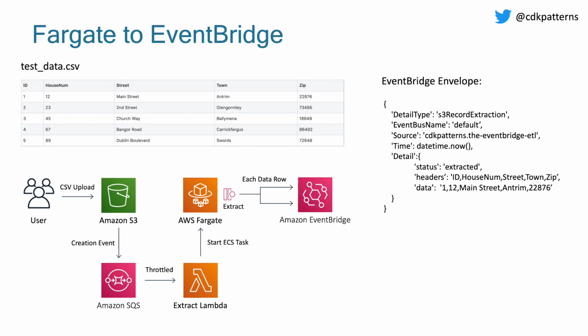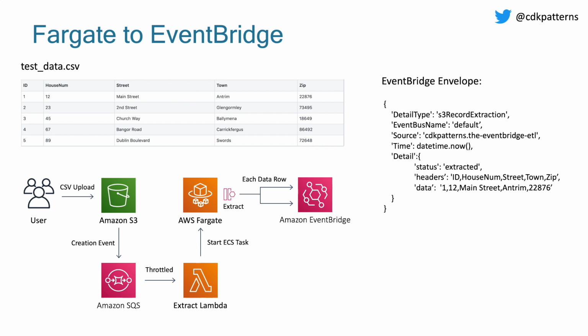Now that we have our file downloaded into our Fargate container, it's time to extract each row and send it as a separate event on EventBridge. You can see on the right side of the screen that EventBridge events follow a standard envelope. The envelope contains detail type, event bus name, source, time, and detail.